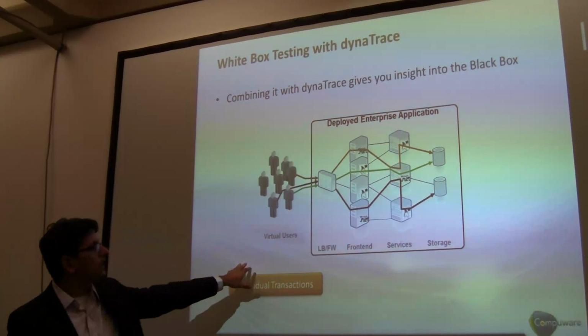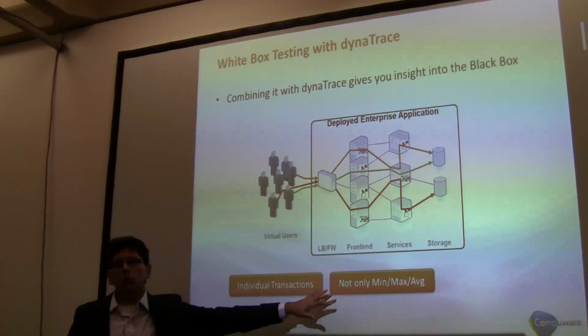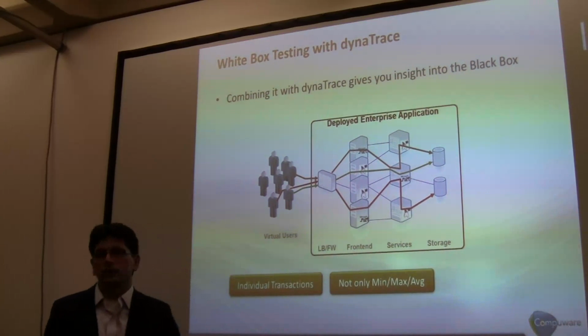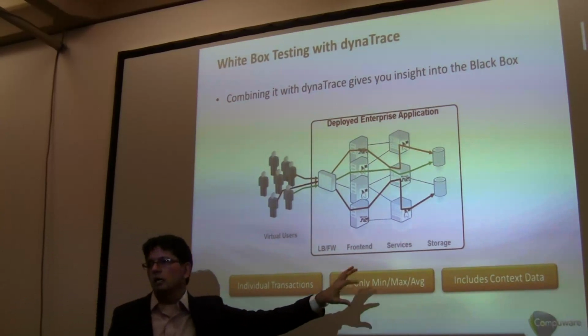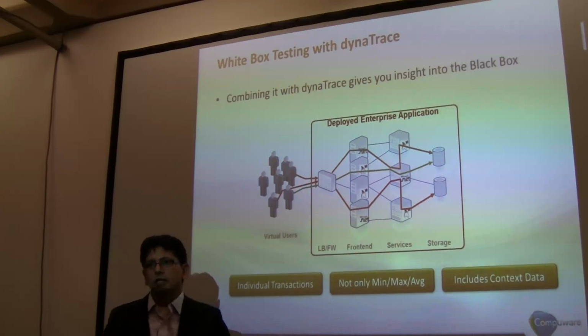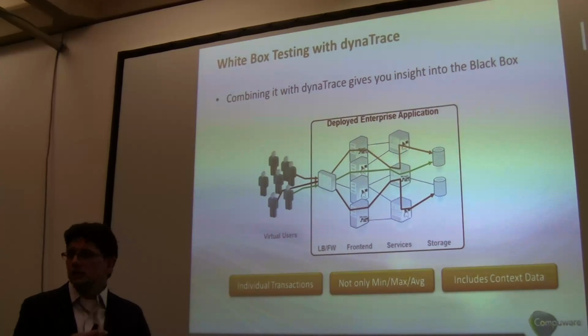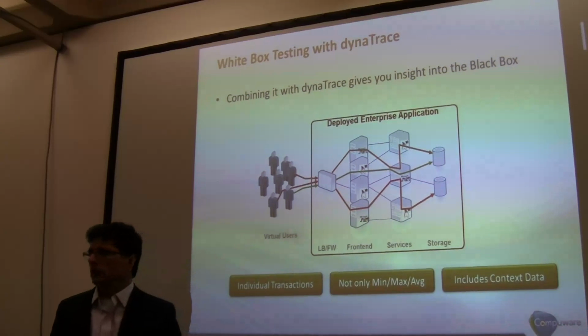So the advantage is that I'm no longer looking at sampling, I'm not doing any averaging. I'm capturing every transaction that you're hitting. Plus, I get individual contextual data for every transaction. Which method, which is my data access layer that is taking time, or is it my business logic layer, or this particular package in my application that is increasing in response time as I increase the load.